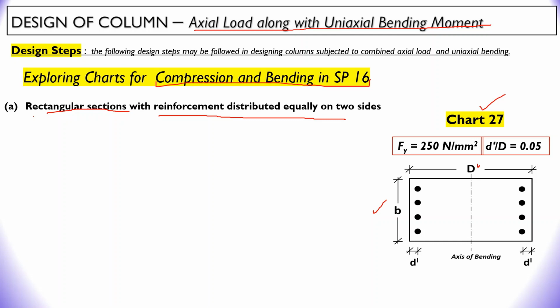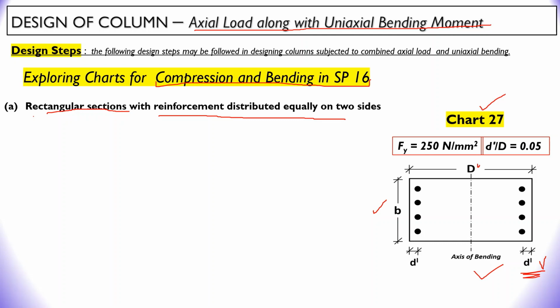There may be a number of bars, maybe 3, 4, 6 like that, but they should be such that 50% of the steel is on this side and 50% of the steel you have to arrange on this side. So it is a very symmetrical type of section, and the reinforcement is distributed uniformly and symmetrically. And this dotted line indicates the axis of bending. Now this d dash which we have calculated is the effective cover to the reinforcement.